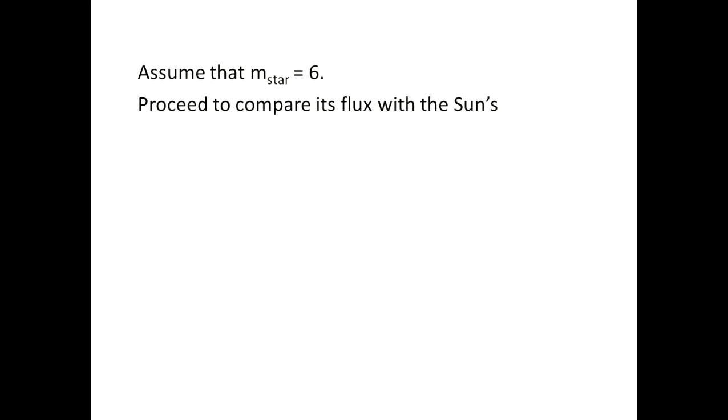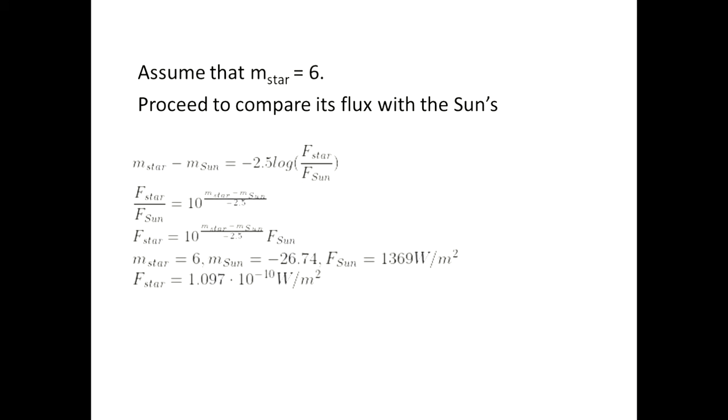Then we can compare the flux of the star and the flux of the sun, which we know. We just need to use Pogson's logarithmic relation. The flux of the star is equal to 10 to the power of the difference in magnitudes divided by negative 2.5, multiplied by the flux of the sun. We plug in the numbers that we know, which are the magnitude of the star, the sun, and the solar constant, and we will see that the star has a flux of 1.097 times 10 to the negative 10 watts per meter squared.